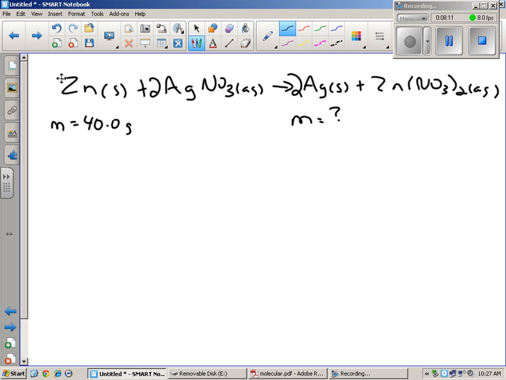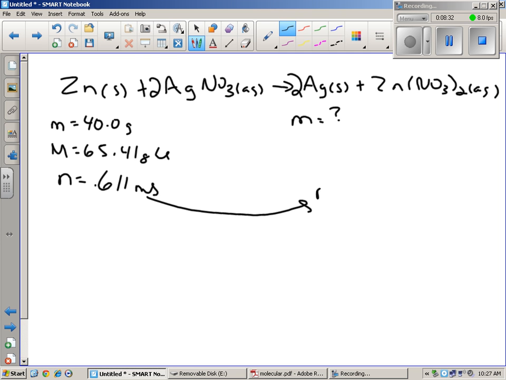Well, molar mass, 65.41 grams per mole. We're going to find n here. I've got to grab a calculator. Let's see. 40 divided by 65.41 is 0.611 moles. We're going to move that over to here. Remember, in front of here is a 1, of course. It's a 1 to 2 ratio there. So times it by 2. So let's see, times 2, we get about 1.22.